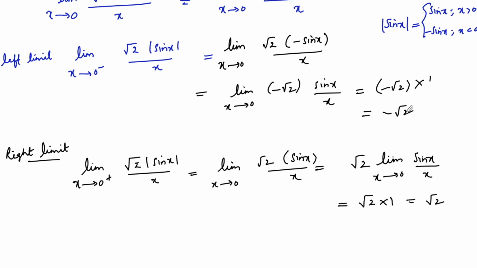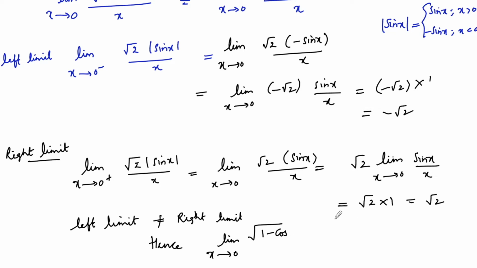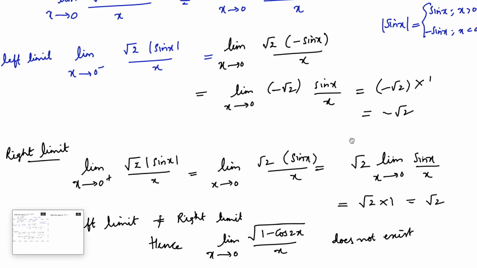So we can observe that the right limit and left limit both are not equal. So we can write left limit is not equal to right limit. Hence we can conclude that limit x tends to 0 root over 1 minus cos 2x upon x does not exist. So the answer is does not exist.